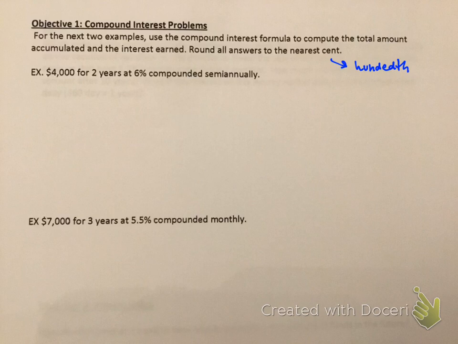So the first example says there's $4,000 for 2 years at 6% compounded semi-annually. So we're supposed to find the compound interest. Do you see how it says compounded? That's how I know I have to use the compound interest formula, which is A equals P times 1 plus R over N raised to NT. Okay, because of that word, it doesn't say simple interest, it says compounded. So let's go ahead and figure out what all these are.